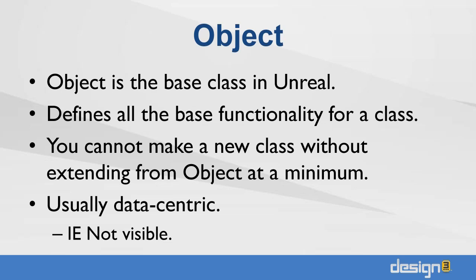Firstly, Object is the base class for everything in Unreal. It just defines the base functionality for everything. You cannot create a new class without extending from Object at a minimum. Classes extended from Object are usually data-centric.